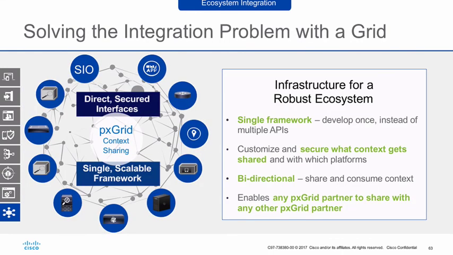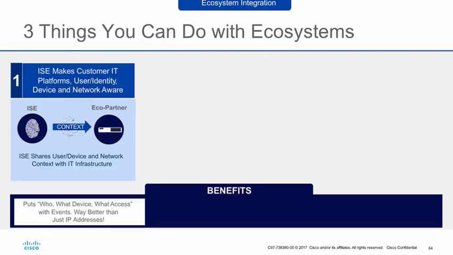So using PX-Grid, we provide a single framework for our ecosystem partners. We can share our context information, and it can be done bi-directionally. So it's not only client to controller, communicating from our client to ICE, but you can also have inter-communications between vendors using this PX-Grid ecosystem, which is the point that I want you to take away from this slide here.